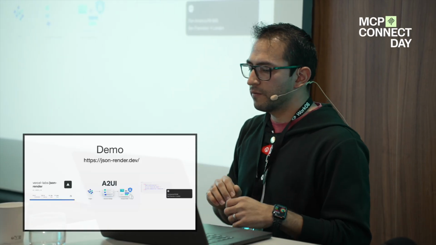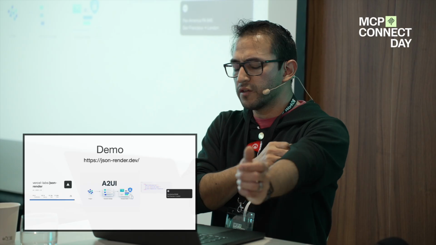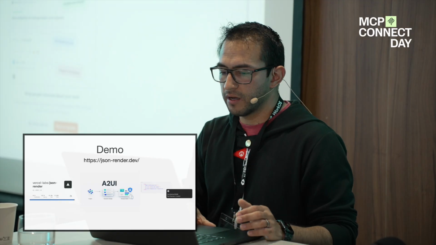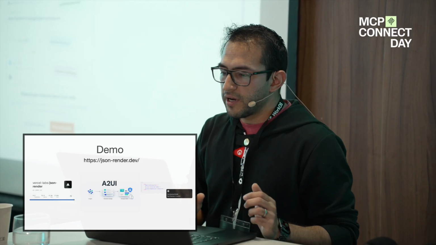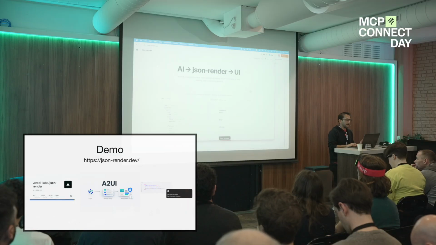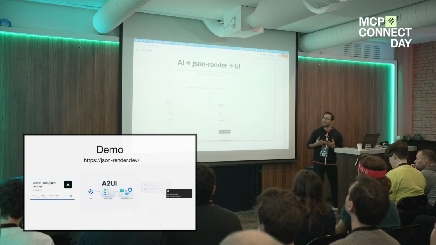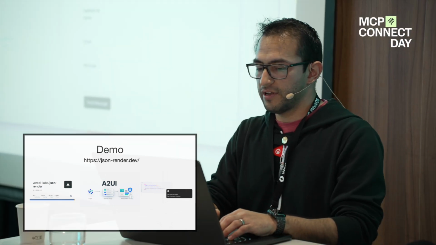I have a little demo here of something that I found really, really cool with JSON Render, which is by Vercel. They created this playground where you can describe what you want, and you can visualize what the agent is generating. So let's create a search box.